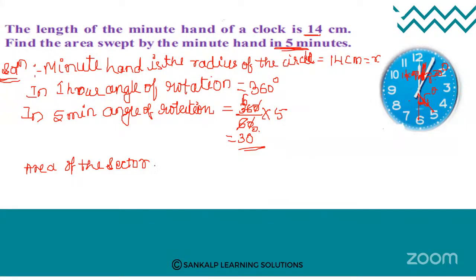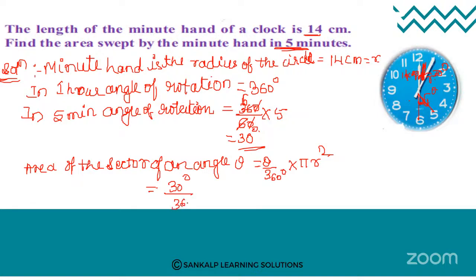So the area of the sector of an angle theta is theta divided by 360 degree into pi r square, right? Here the theta value is 30 degree divided by 360 degree into pi value 22 divided by 7, R value is 14 into 14. So the zeros will get cancelled. 3 ones are 3, 3 twos are 12.